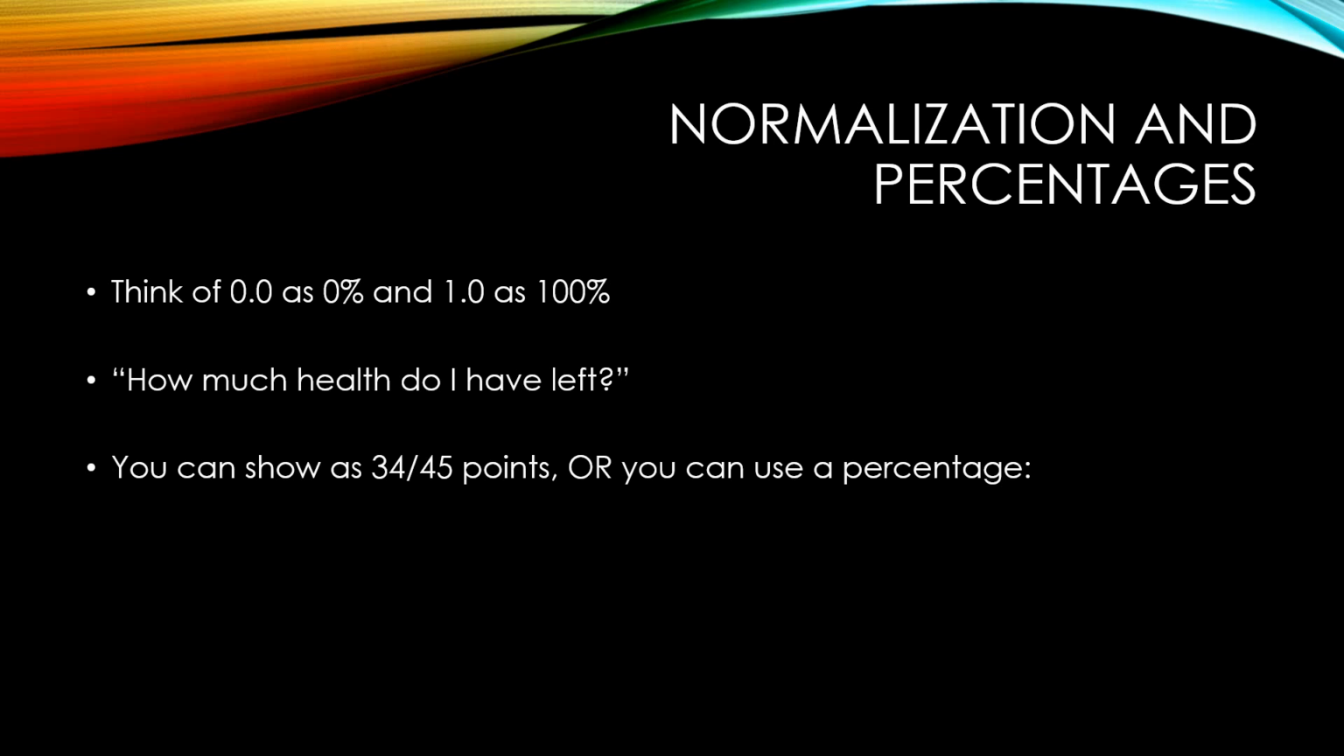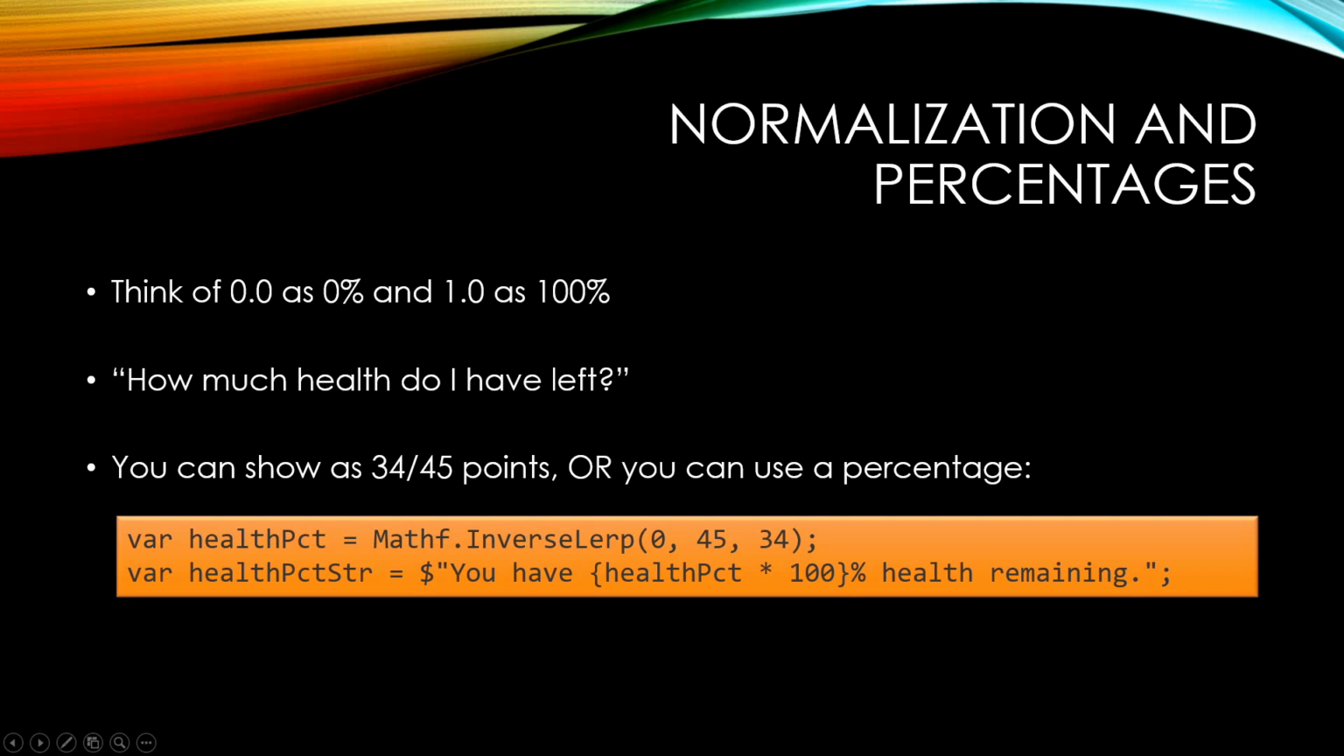So let's take the health example, and you want to say how much health do I have left. You could show that as 34 of 45 points. You have 45 points total. You currently have 34 points of health. But you could also use this in terms of a percentage. So in code, we're using the inverse Lerp function. We have a minimum health of 0, a maximum health of 45, and we know the character has a health of 34, but we don't know what percentage that is. Inverse Lerp will tell us.